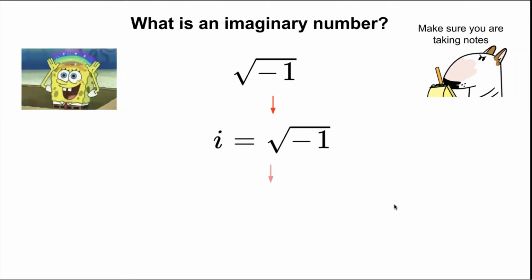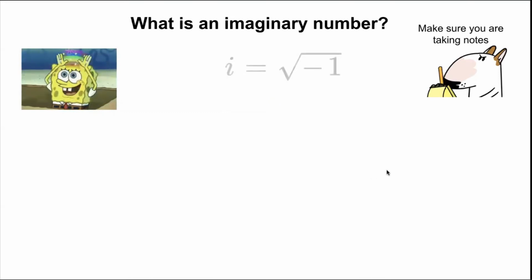Now, what if we decide to do something else to that i? So from here, i is going to be equal to the square root of -1. Whenever we see i, we're always going to think square root of -1. So from here, let's apply something else. Here we have i equals the square root of -1.